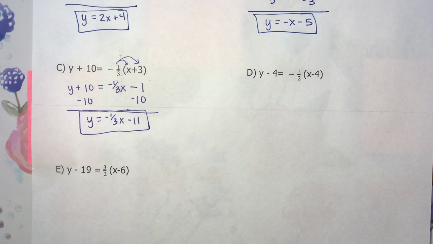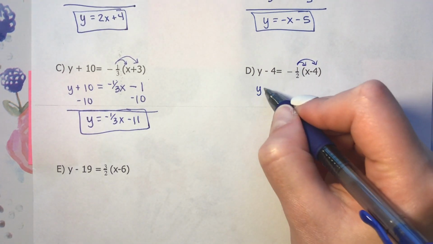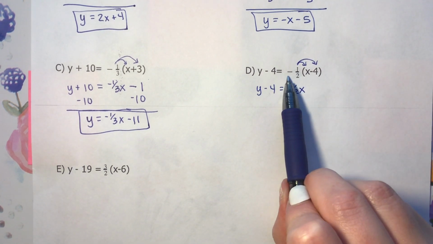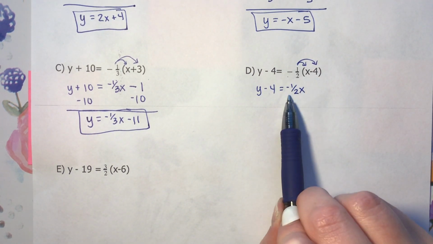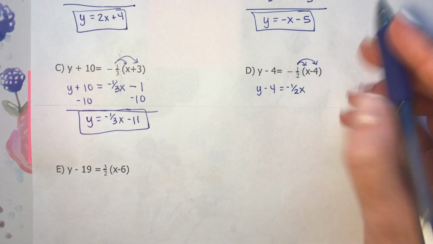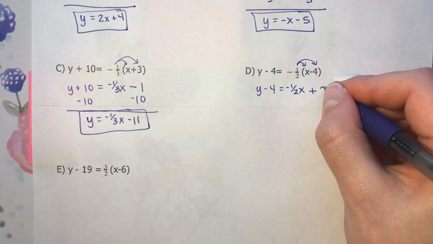We have 2 more and then we are done. I want to distribute the negative 1/2. So I have y minus 4 is equal to negative 1/2 x. Notice all I did was take this and multiply it by x, which is exactly what I have written here. Then I have a negative times a negative, so I know that's going to give me a plus sign. And then I'm taking 1/2 of 4. 1/2 times 4, which is the same thing. So that's going to be 2.